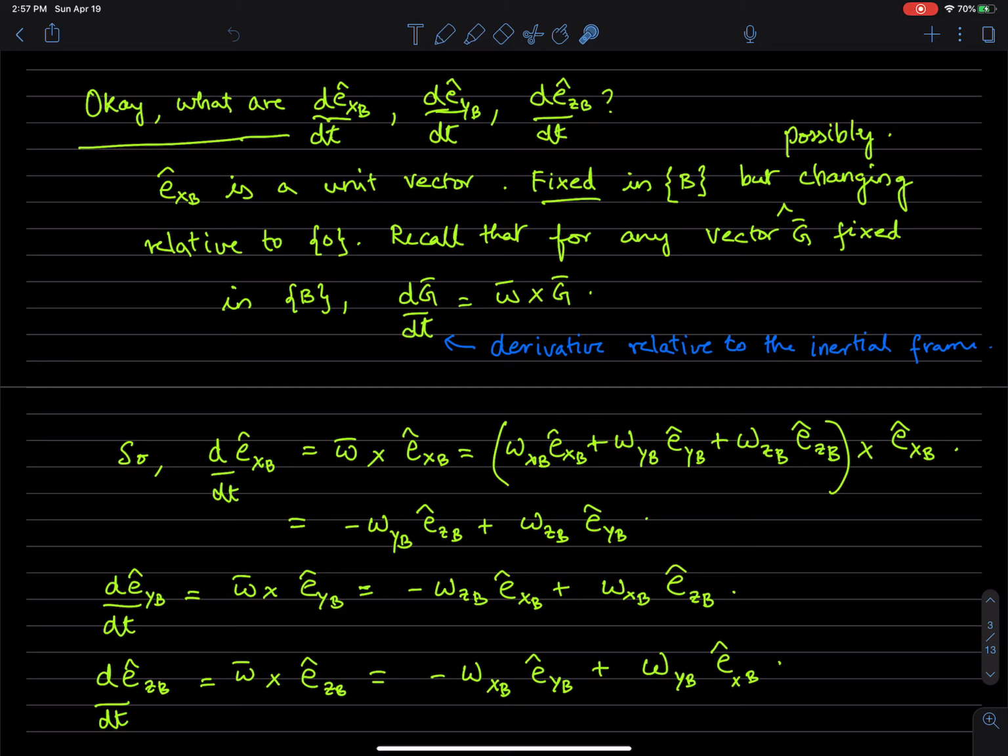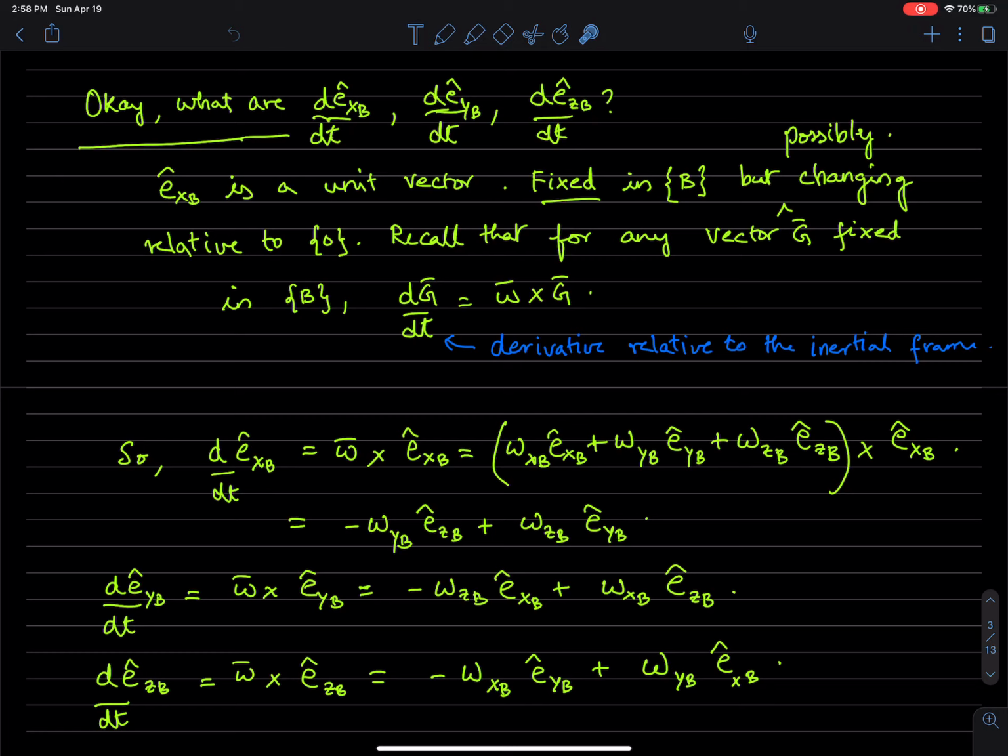Okay, so if g is a fixed quantity in a body frame, and the body itself is rotating with respect to some other inertial frame with angular velocity omega, then the rate of change of this vector relative to that 0 frame, the inertial frame, is omega cross g. This is entirely due to the fact that g is now rotating relative to the inertial frame.